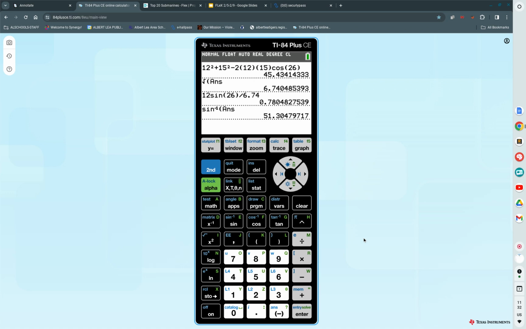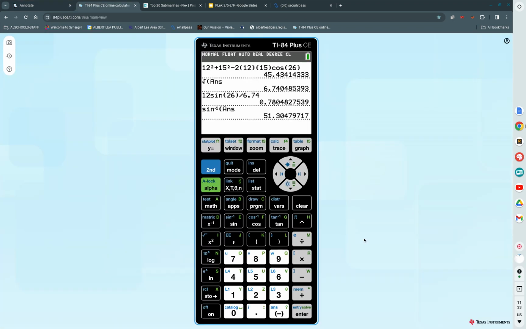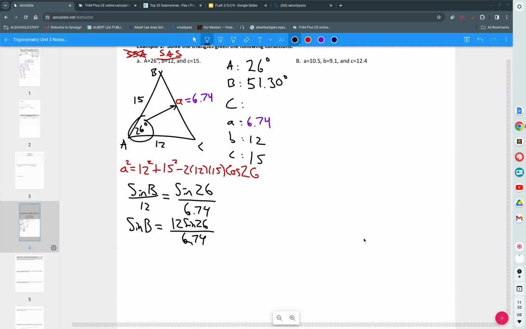Question. Do we have to close the parenthesis on the answer? Yeah. You don't. I get 51.30. So 51.30 is the answer for angle B. The last one I need to find is angle C. How would you do that? Yep, subtract both of them from 180. So I have 180, and watch, I'll even use the feature again, minus the answer, and then I'll subtract 26 from that as well. And I get 102.70.